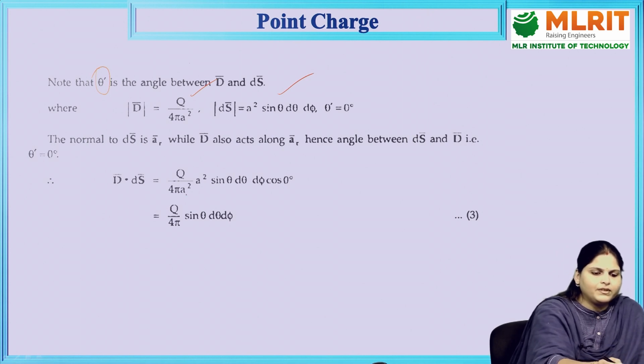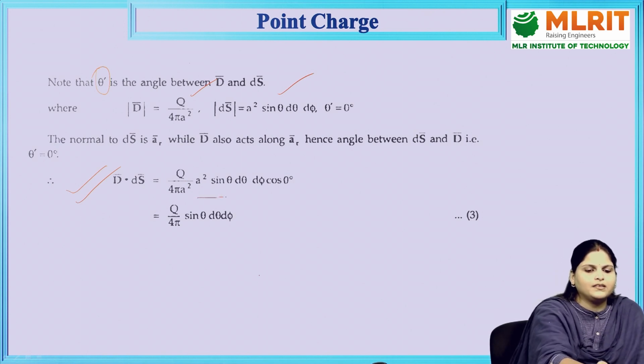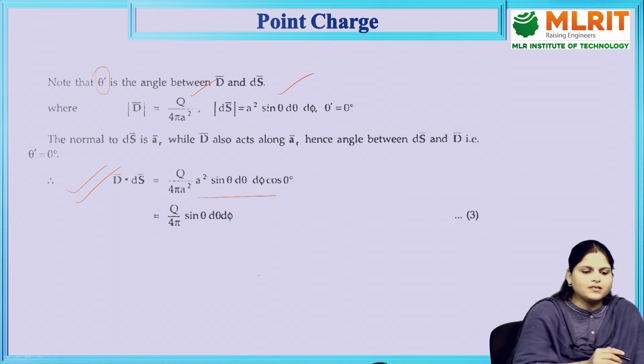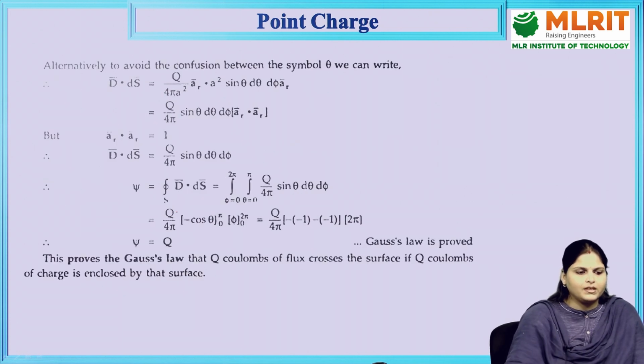When we put it in, we get this equation: Q upon 4 pi a square, again here we have a square sine theta d phi and cos 0. So when you simplify it, a square will get cancelled, and you get Q upon 4 pi sine theta d phi. This is our third equation.